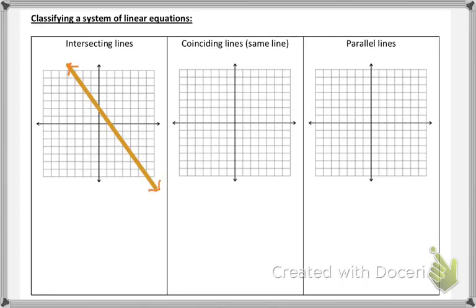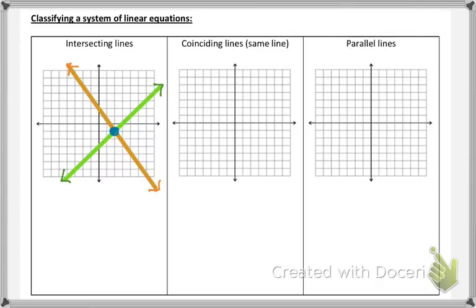Okay, and then let's have another line that has a y-intercept of -3, and then my slope, I'm gonna go up 1 over 1, and I'm gonna draw my second line. Okay, so if you have intersecting lines, then we can see that the two lines intersect at this one point right here, and that is the solution to your system.